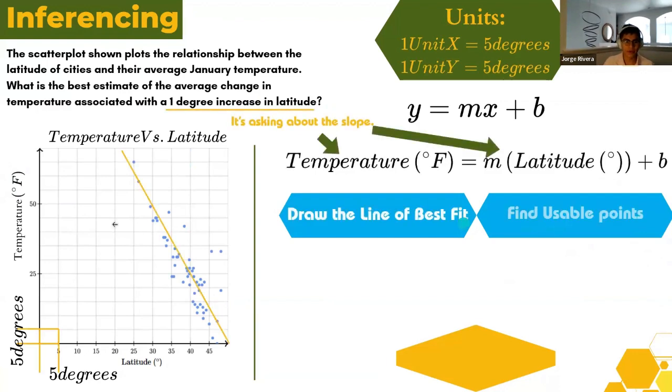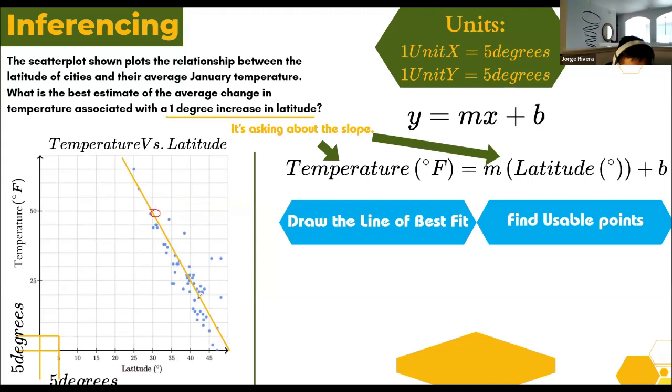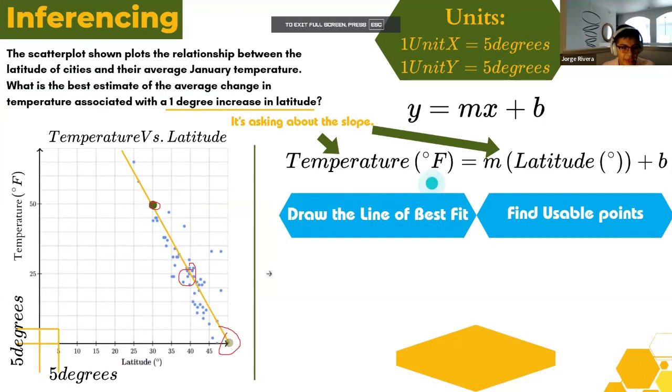Okay, so we have to find usable points. We see here that the line of best fit intersects the grid roughly around here. That's basically a usable point, and roughly around here, and roughly around here. So we're going to use two of these points. We're going to use this point and this point down there.